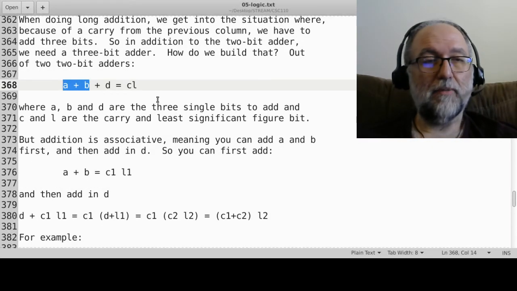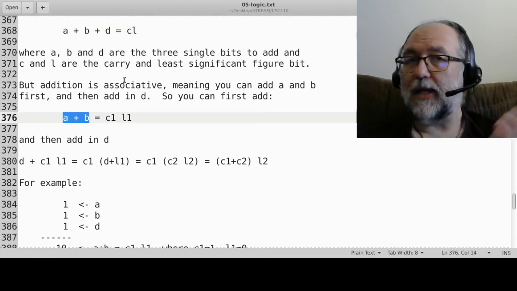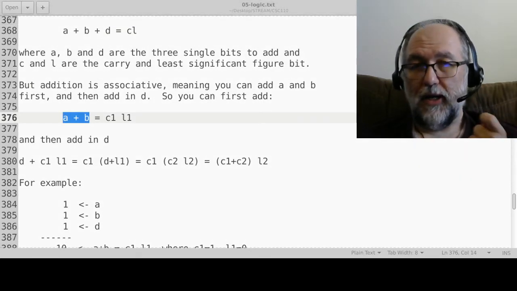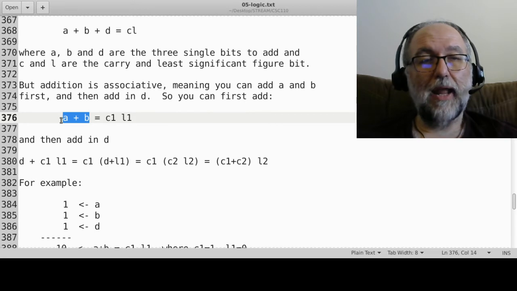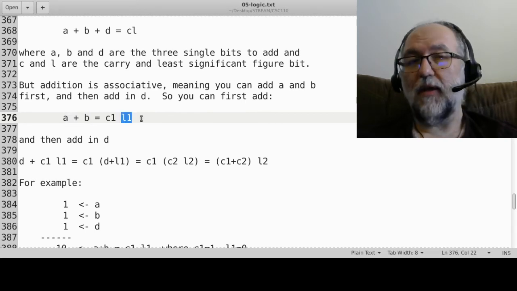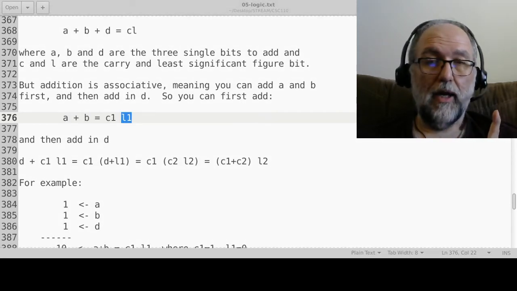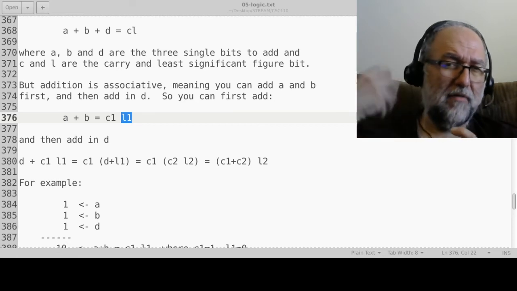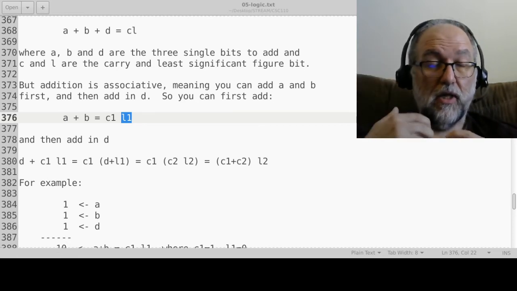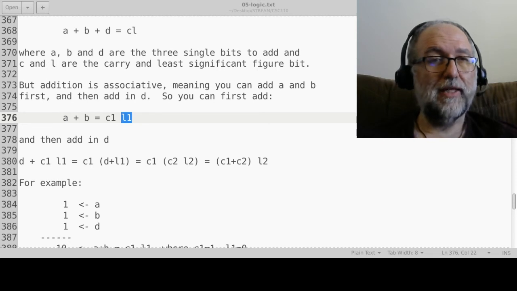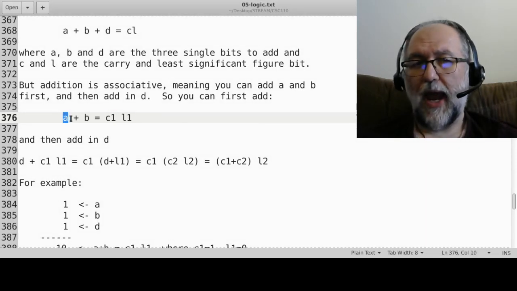First, conceptually, I'm going to add A plus B. That's not the complete addition, but I'm going to add A plus B first. When I add A plus B, I'm going to get a least significant bit, which I'm going to call L1. I need to put a little 1 there because I'm going to have another one in a minute. So out of the first addition, I get L1 for my least significant figure, and C1 for my carry. A plus B gives me L1 carry C1.